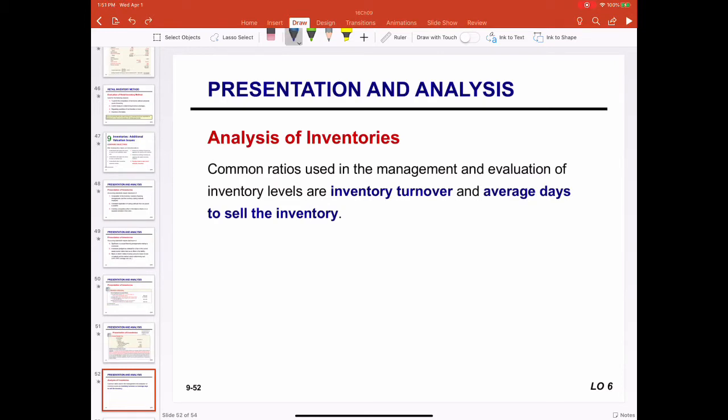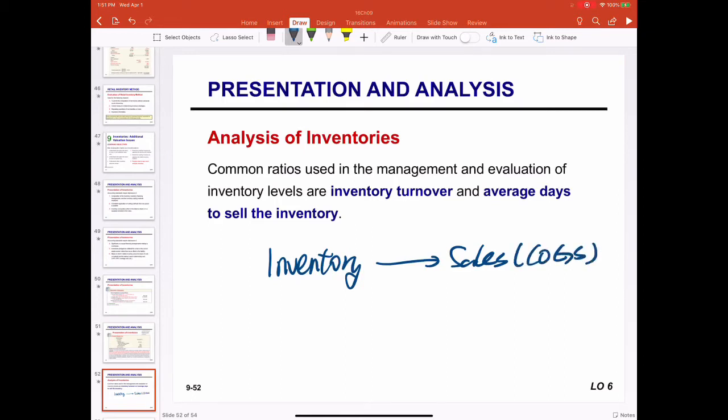How do we learn to what extent the volume of inventory is reasonable? The reasonable inventory should match the sales. And to get rid of the effect of markdown and markup, we use cost of goods sold instead of sales. So in other words, inventory should match the cost of goods sold.